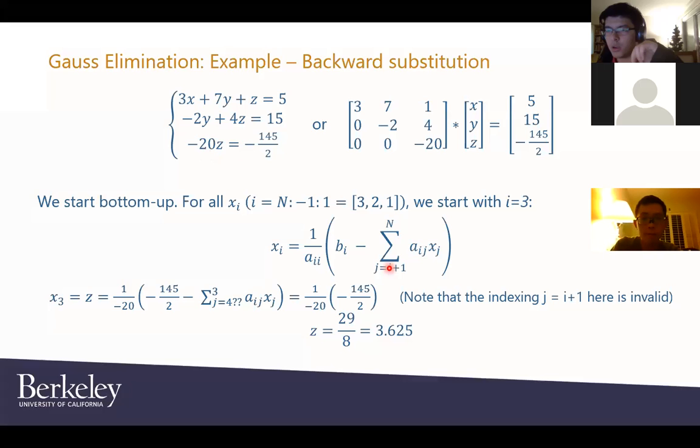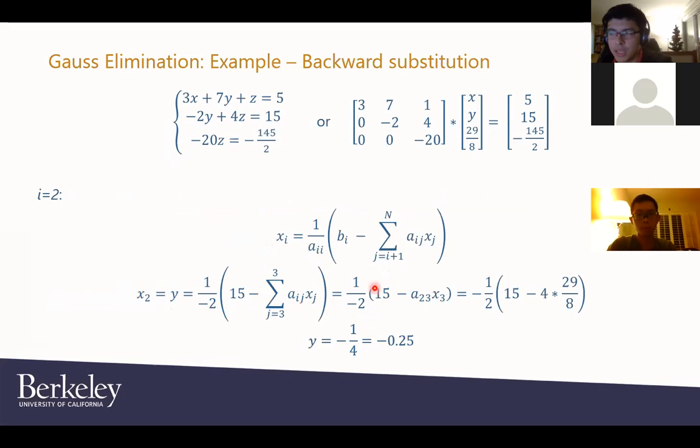So for that particular case, this guy equals 0. If we substitute the values down here, we have a summation from j equals 4 to 3. That doesn't really make sense. So for that special case, this guy is 0. So it's only 1 over -20 times the bi, this guy, negative 145 over 2. So we get a value for z. Again, we are inside this loop for all xi, for i equals 3, 2, 1.